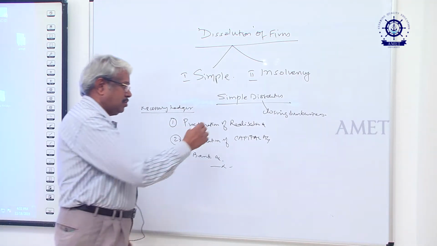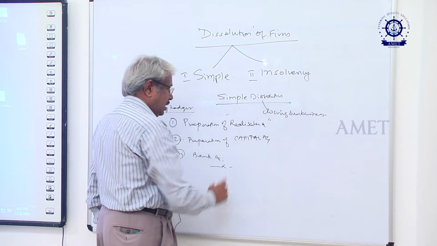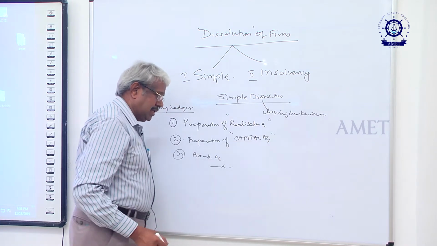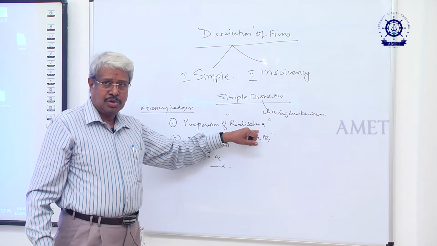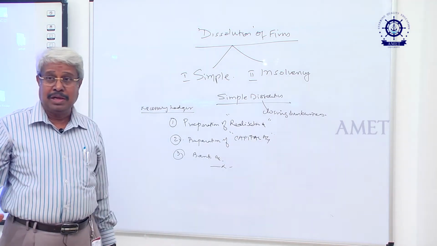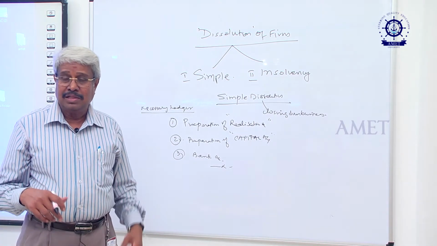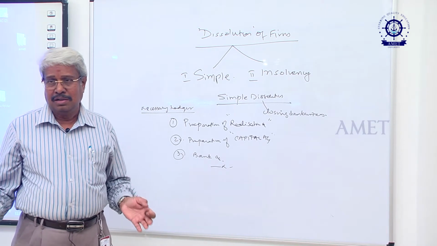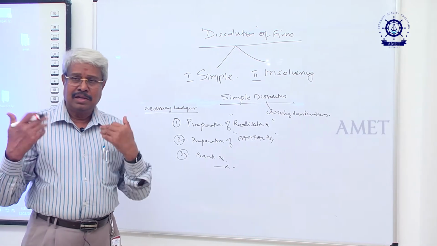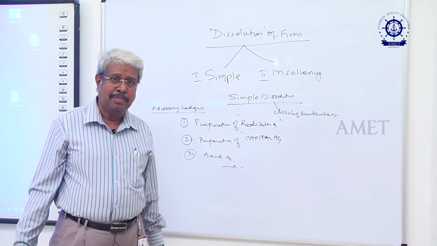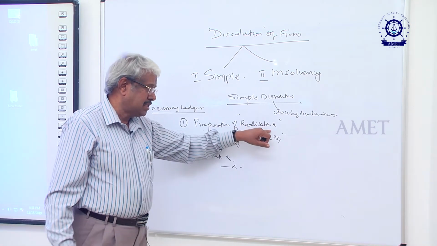Preparation of realization account. So at the time of admission and at the time of retirement or death, we prepare revaluation account. So the assets and liabilities are to be revalued. Whereas here, the assets and liabilities are to be settled. That is, assets have to be realized and the payment has to be made. The liabilities have to be paid off. So that is why we prepare the realization account.